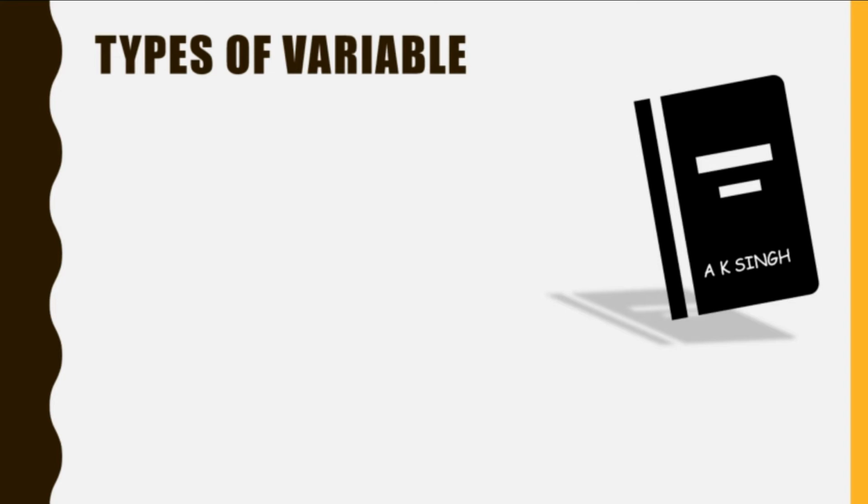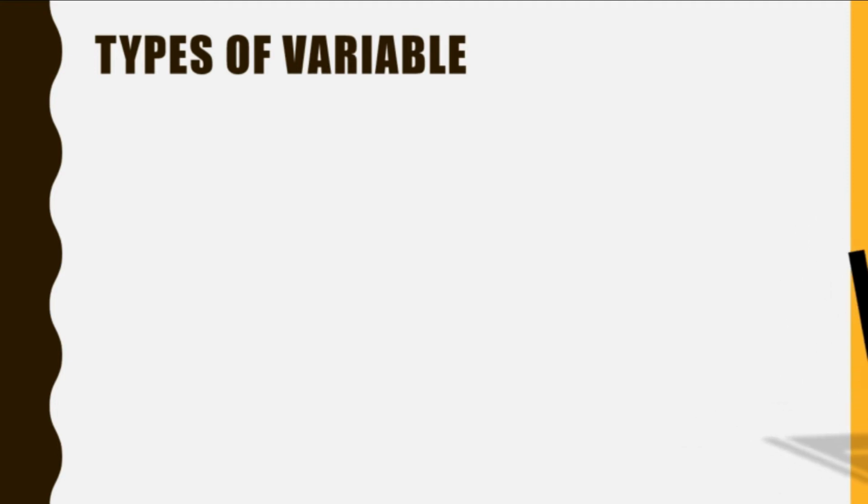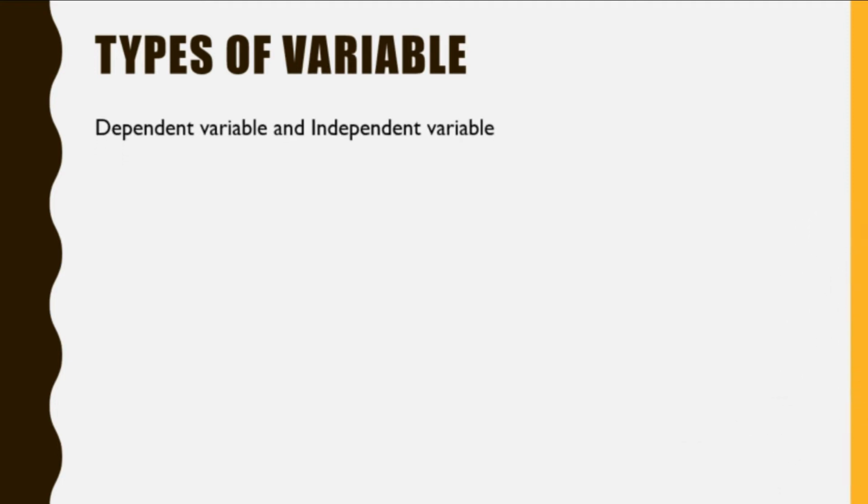Before I explain these types of variable in detail, I just want to give you a picture of the things we will be covering from A.K. Singh's book. First two types are dependent and independent. These are the two major types of variables available in research. Whenever you take any kind of experimental research, you will see these two types of variable being discussed. I hope most of you in this class must be aware of dependent and independent variable.